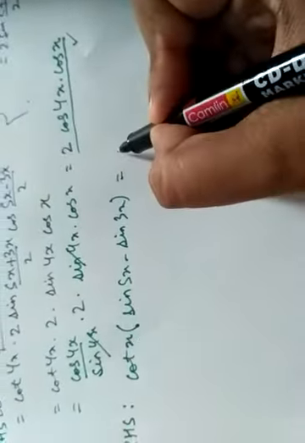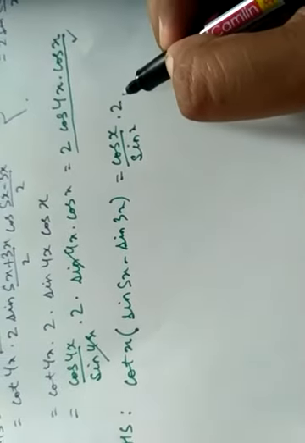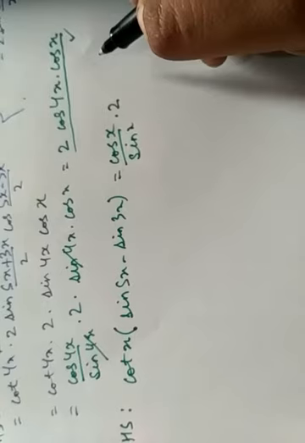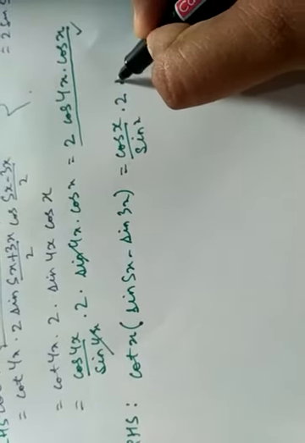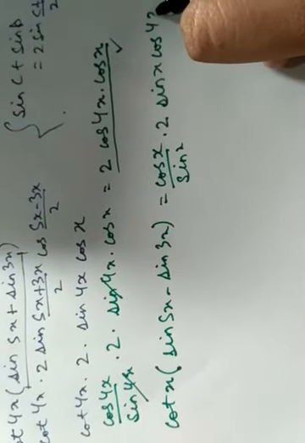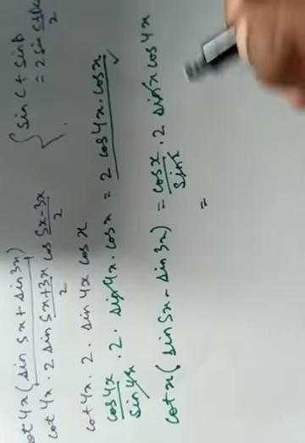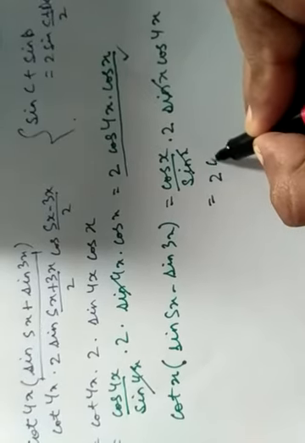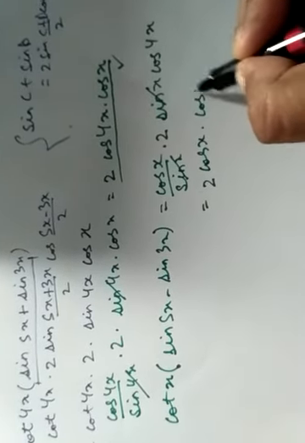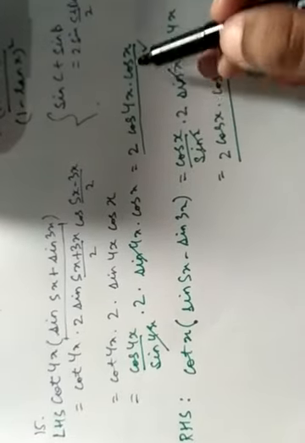We can write cot x directly as cos x upon sine x, and on solving with the formula, and you are going to mention that formula when you solve the question, it will be 2 sine x and cos 4x. From here you can see sine x and sine x will be cancelled, and you will have 2 cos x into cos 4x. You can see that on solving LHS and RHS, both give the same value, that is 2 cos 4x cos x.